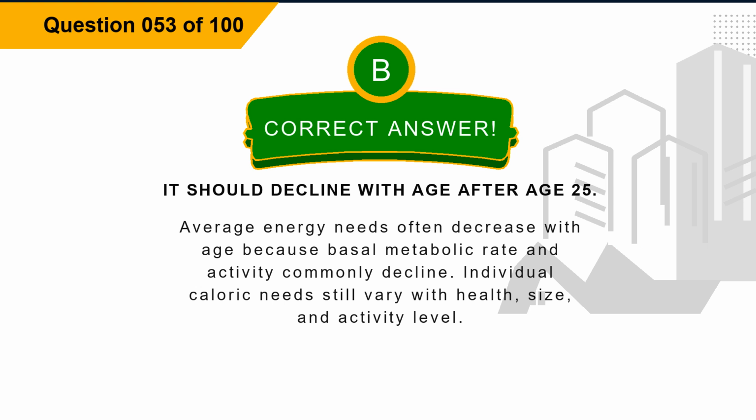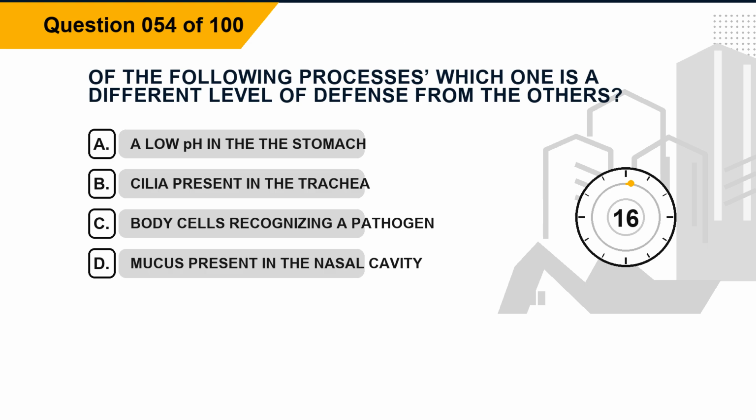Explanation: average energy needs often decrease with age because basal metabolic rate and activity commonly decline. Individual caloric needs still vary with health, size, and activity level. Question 54. Of the following processes, which one is a different level of defense from the others? Option A, a low pH in the stomach. Option B, cilia present in the trachea. Option C, body cells recognizing a pathogen. Option D, mucus present in the nasal cavity.